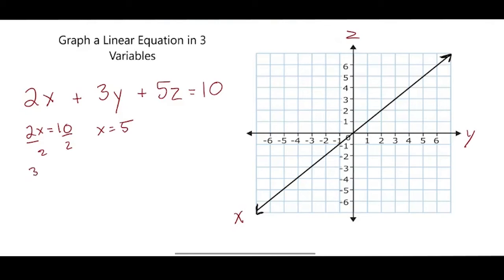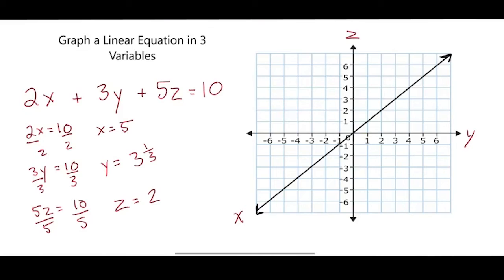Now I have 3y equals 10. Well, divide both sides by 3. Y is going to be 3 and 1/3. Now I do 5z equals 10. Divide both sides by 5. And my z-intercept is going to be 2.